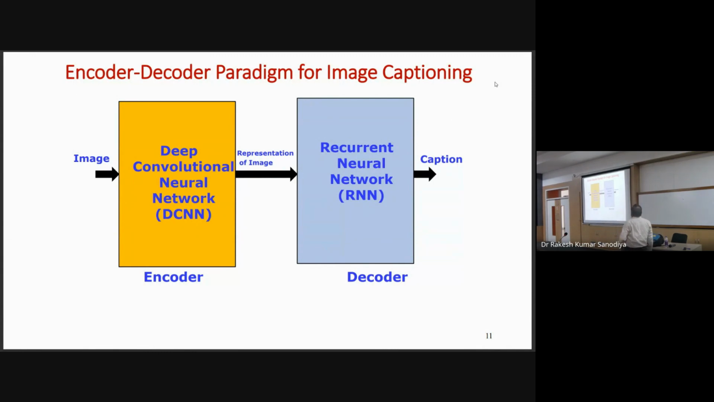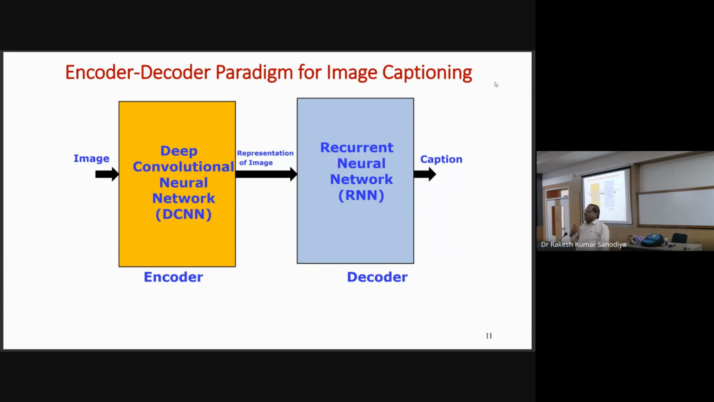And one of the successful paradigms for this image captioning task is what is known as the encoder-decoder paradigm. Of course, this comes in many other topics as well, right? So what this paradigm for the image captioning task involves is that we use a CNN model as an encoder, right? Which takes an image and then generates what is called a representation of the image, content of the image.